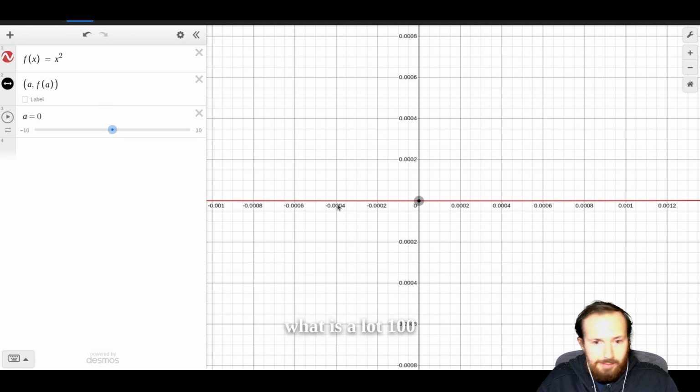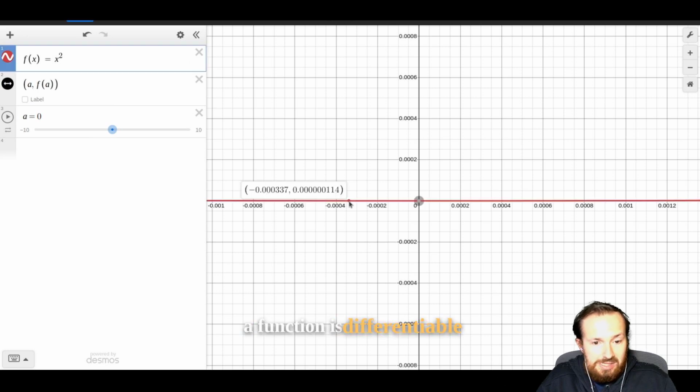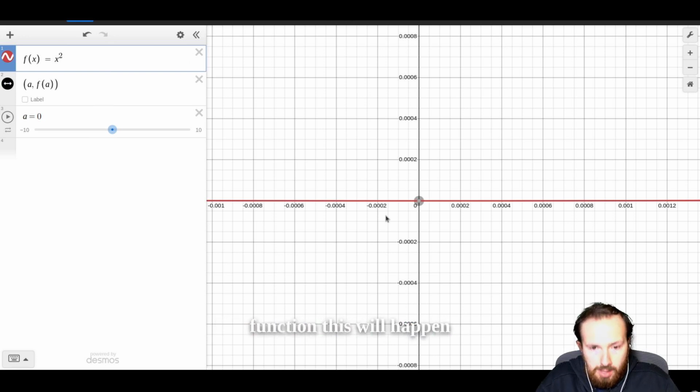And again, what is a lot? 100 times, 1,000 times, 10,000 times, whatever, however much it takes. If you zoom in far enough, as long as a function is differentiable, and we'll cover exactly what that means later, basically, as long as you can take the derivative of the function, this will happen. And you can see here that this line, when I zoom in this far, literally looks like the function y equals 0. In fact, if I told you that you were looking at y equals 0, you would probably believe me, because that's what it actually looks like. So what's the slope of a line y equals 0? Well, 0. It's just horizontal. So it makes sense to say that the derivative or the slope is 0 at that point.